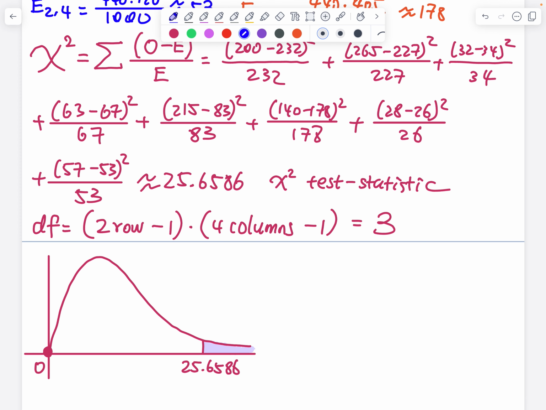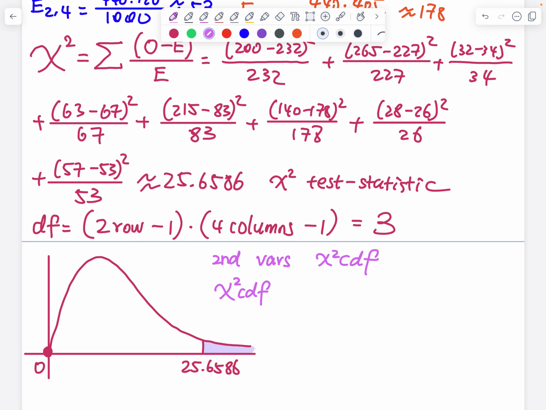On the TI-84 graphing calculator, I will press the second key, and then press vars. And then I will go to chi-square CDF, not PDF. PDF is finding a specific point on the graph. We don't need that. We need the area under a graph. The CDF represents cumulative density function, meaning that you are looking for area under the graph. And then the command is chi-square CDF.